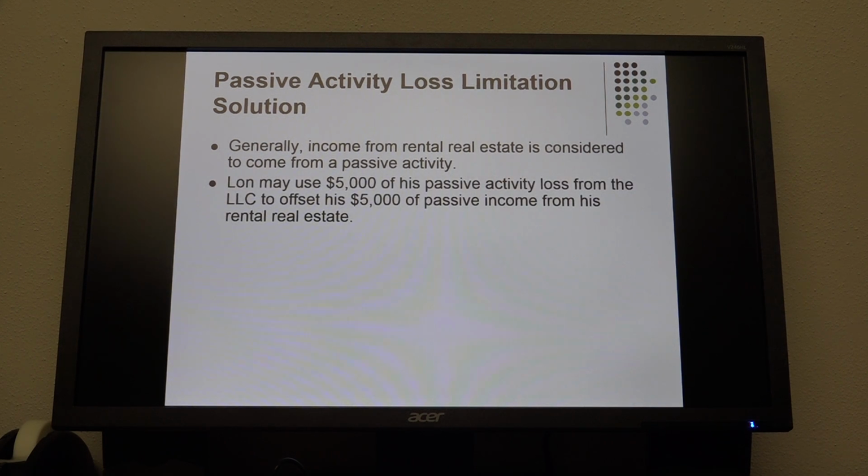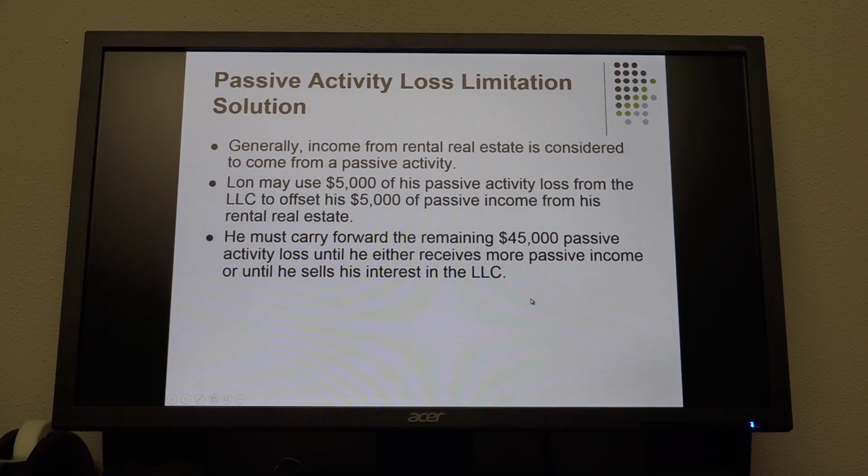So Lon may use $5,000 of his passive activity loss from the LLC to offset his $5,000 of passive income from his rental real estate. He must carry forward the remaining $45,000 passive activity loss until he further receives more, well, it's not even the $20,000, it's the whole $50,000 that's not deductible because, again, he didn't meet all 3 requirements for that.